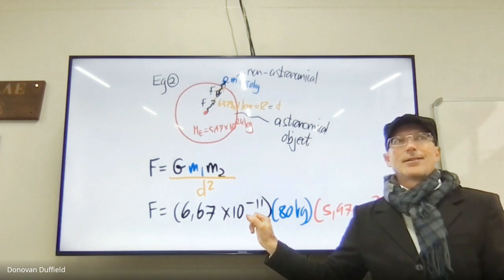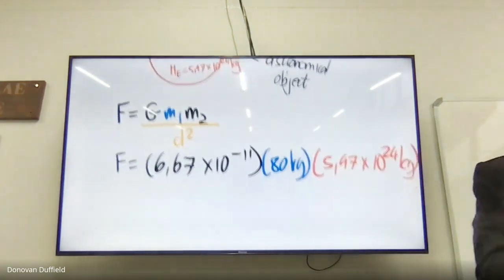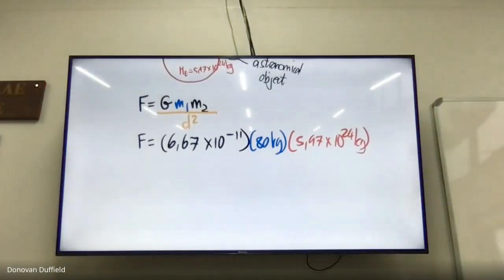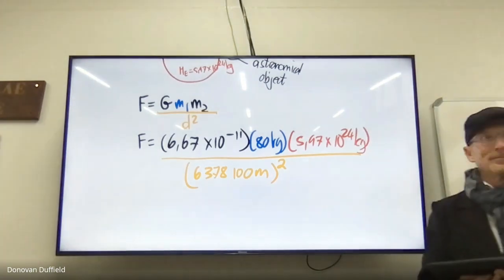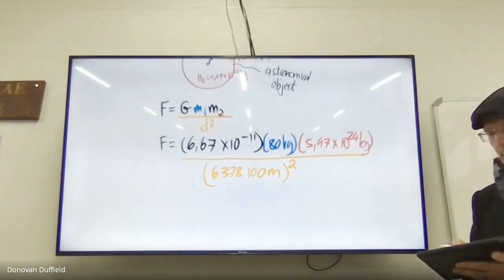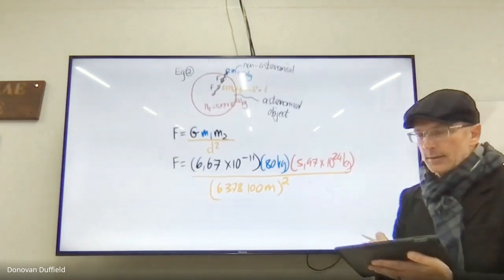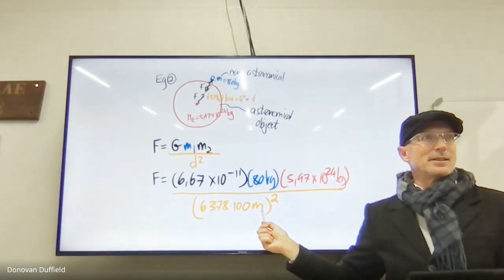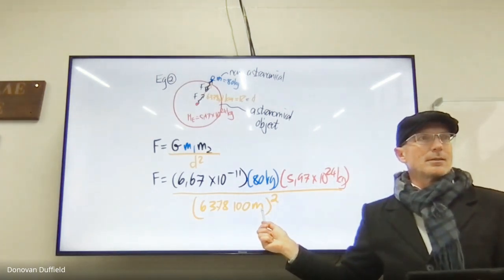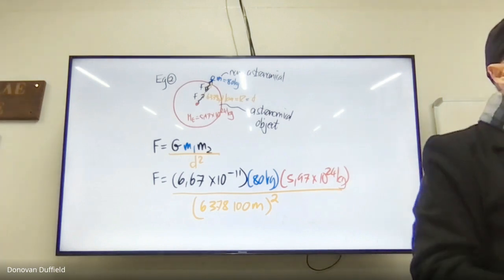Now we divide by the distance between, but you've got to be careful. This is 6,378.1 kilometers, which is 6,378,100 meters. You've got to times by 1,000. And so we square. The distance in kilometers must be in meters, and the mass must be in kilograms.